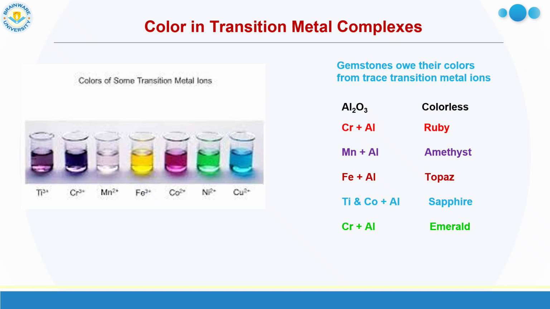Whereas amethyst is another gemstone where manganese is present as one of the transition metals. In amethyst, it is actually due to presence of manganese with aluminium. It is violet in color. Topaz, another gemstone. Iron is present here, so it is reddish brown color. Sapphire is blue in color. Here the transition metals present are titanium and cobalt, whereas in emerald, chromium is present. It is green in color. So transition metals are present in gemstones. That's why they are colored compounds.